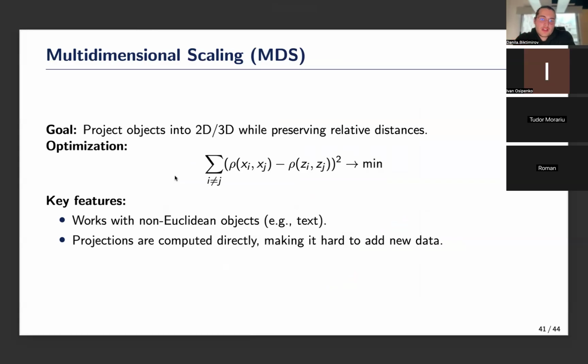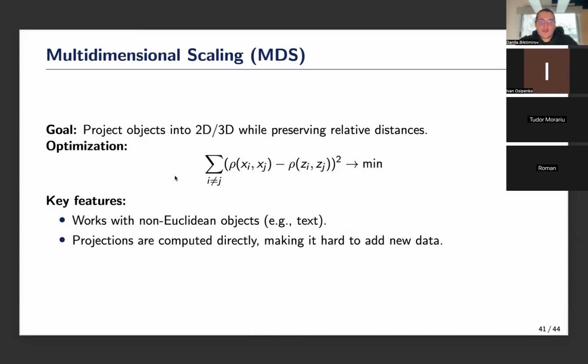By preserving relationships, one usually means maintaining the proximity of pairwise distances of the original and the new spaces. Thus, in the multi-dimensional scaling (MDS) method, the squared deviations between the original and new pairwise distances are minimized, like in this formula, where X are the original objects and Z are the objects in their low-dimensional projection.